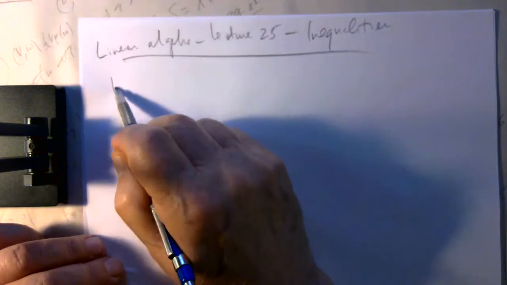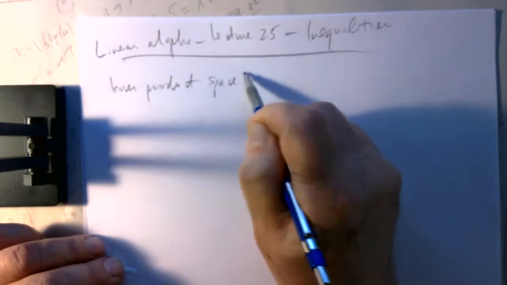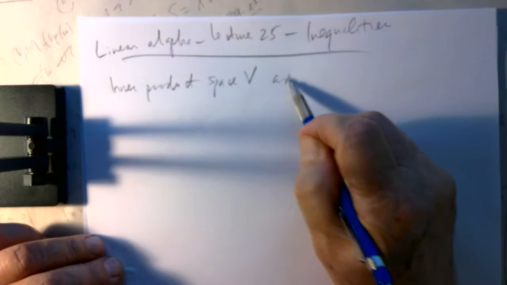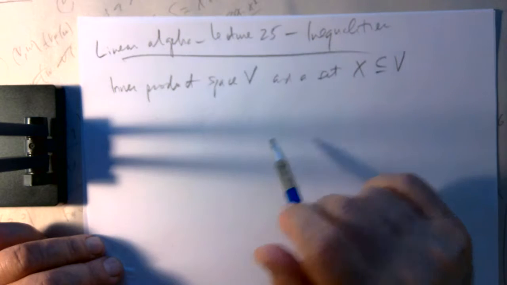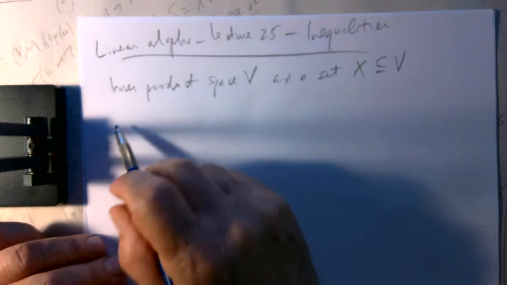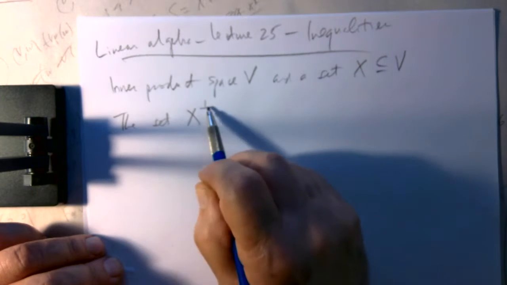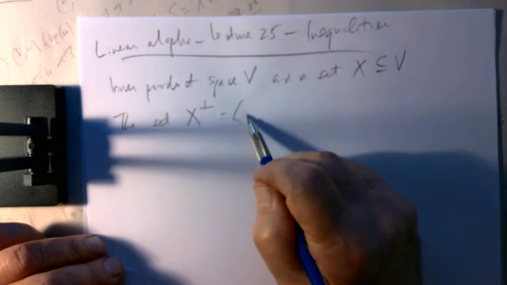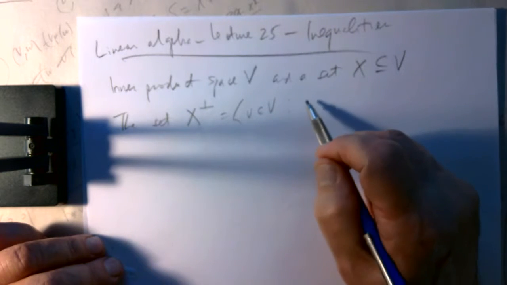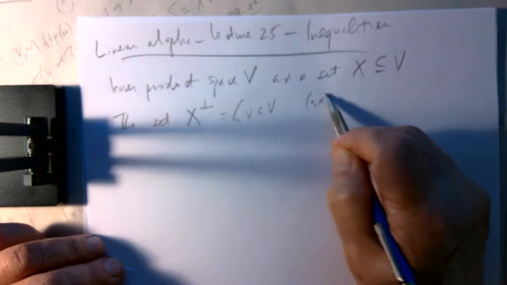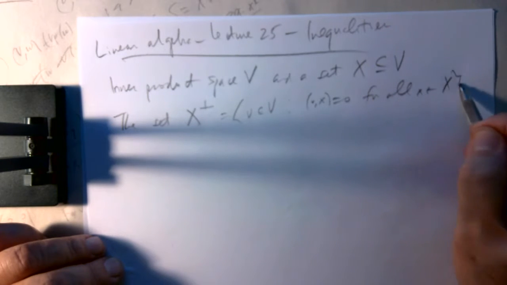So we have an inner product space V and a set X contained in V. X doesn't have to be a subspace. And I prove that the set, I'll call this X perp, this is perpendicular. This is all the vectors in V that are perpendicular to every element in X. That is, the inner product of v and x is equal to 0 for all x in X.